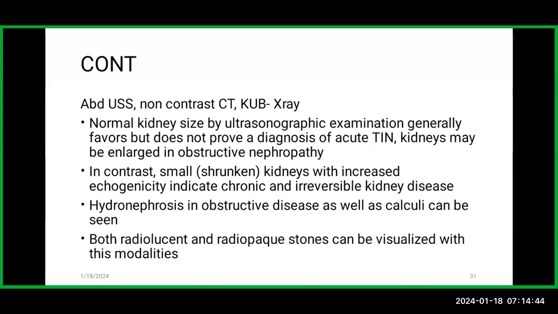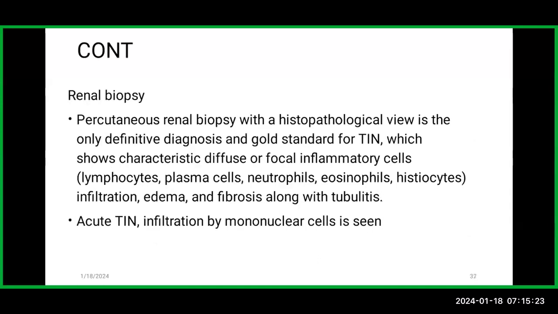Abdominal ultrasound scan, non-contrast CT scan, KUB are all radiological investigations that we can do. We may see a normal kidney in acute TIN, while the chronic will give us a shrunken kidney, but then chronic TIN can happen with a normal-sized kidney. Whenever we see a shrunken kidney with increased echogenicity, it indicates chronicity, most likely with irreversible damage to the kidneys. Hydronephrosis is seen in obstructive diseases where stones are implicated. Both radiolucent and opaque stones can be picked up by all of these modalities of radiography.